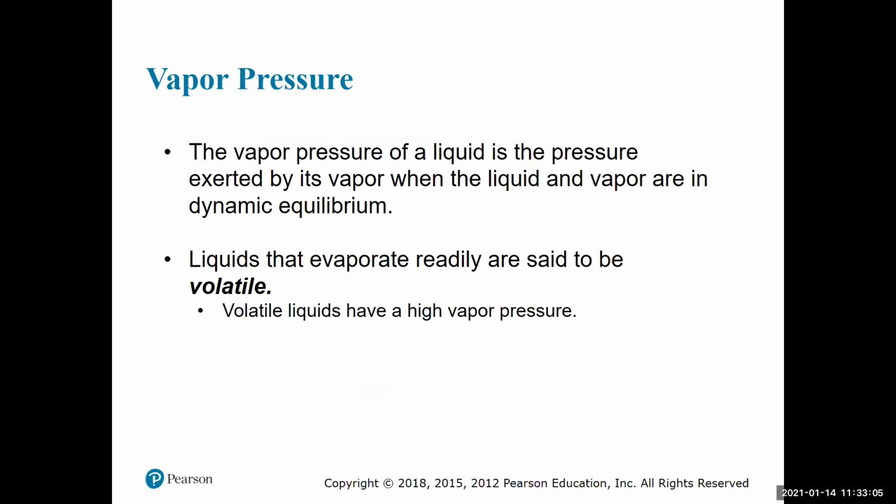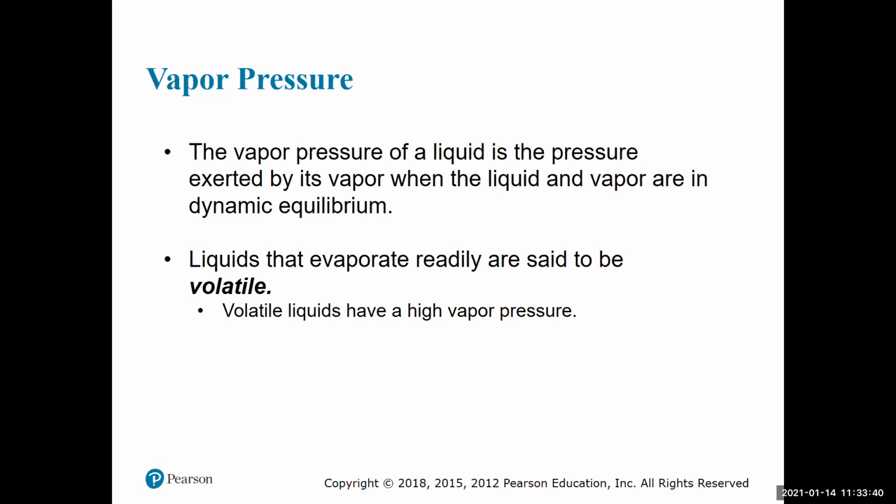We say that liquids that evaporate easily are volatile. And volatile liquids have a high vapor pressure. So that makes sense. If it's a material that, in that situation we just looked at, has a lot of molecules in the gas phase and the vapor phase, then that's going to exert a bunch of pressure. That's going to increase the pressure. And so liquids that are volatile have high vapor pressure.